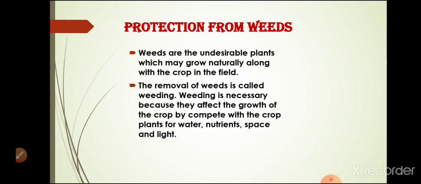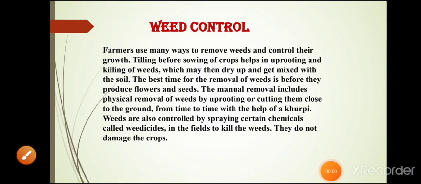So weeds often grow faster than the main crop. And as I already explained to you, the process of removing weeds from the field is called weeding. Now students, our next topic is weed control. The process of removing weeds from the field is done in two ways, that is manually or by use of weedicide. Students, the best time for the removal of weeds is before they produce flowers and seeds.